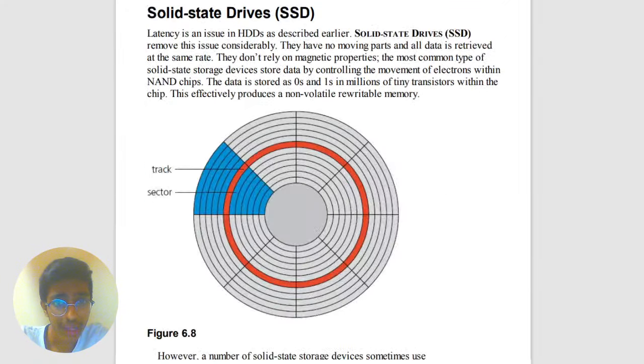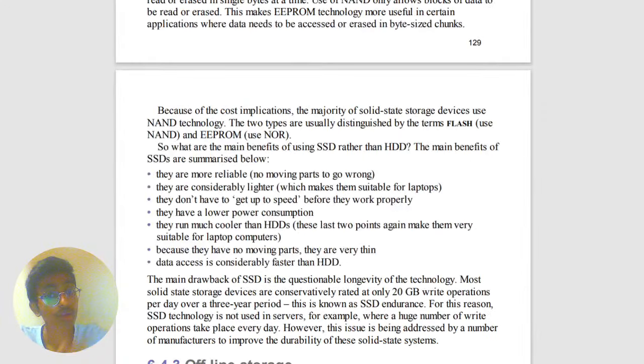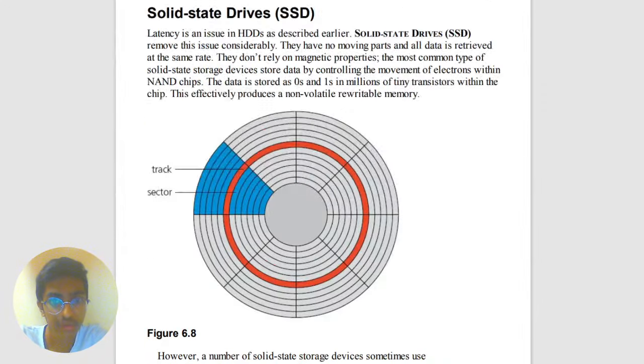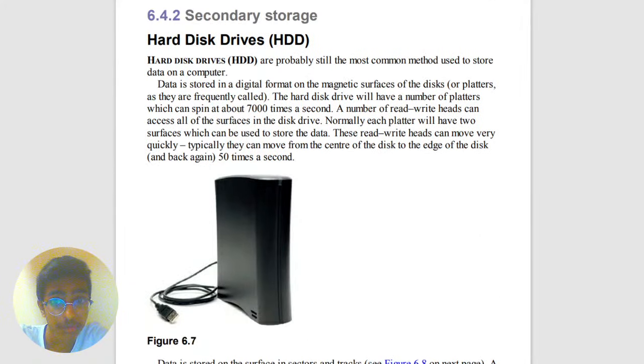In here we have a look at HDD, SSD. We look at those two, SSD and HDD. So let's have a look at those two. So let's start with HDD. HDD is simply the most common method to use to store data on a computer.